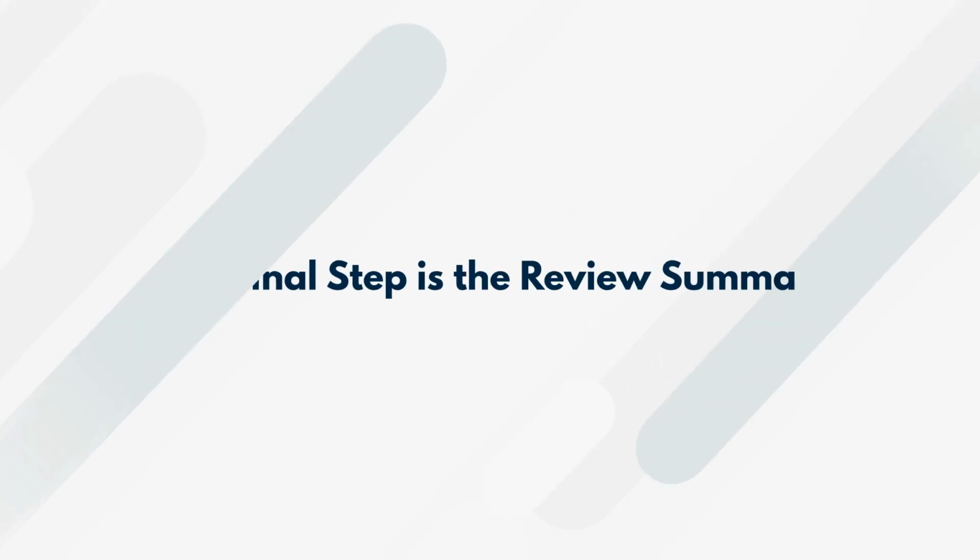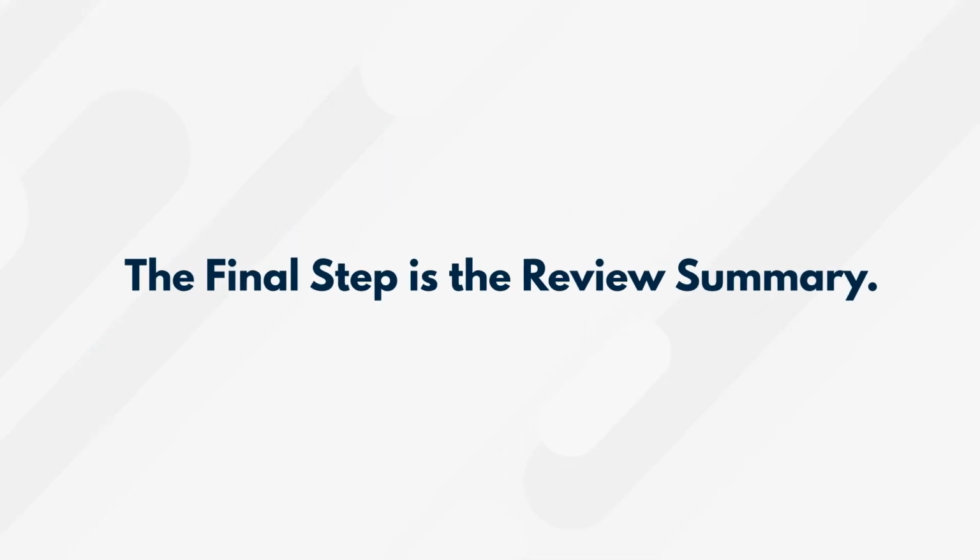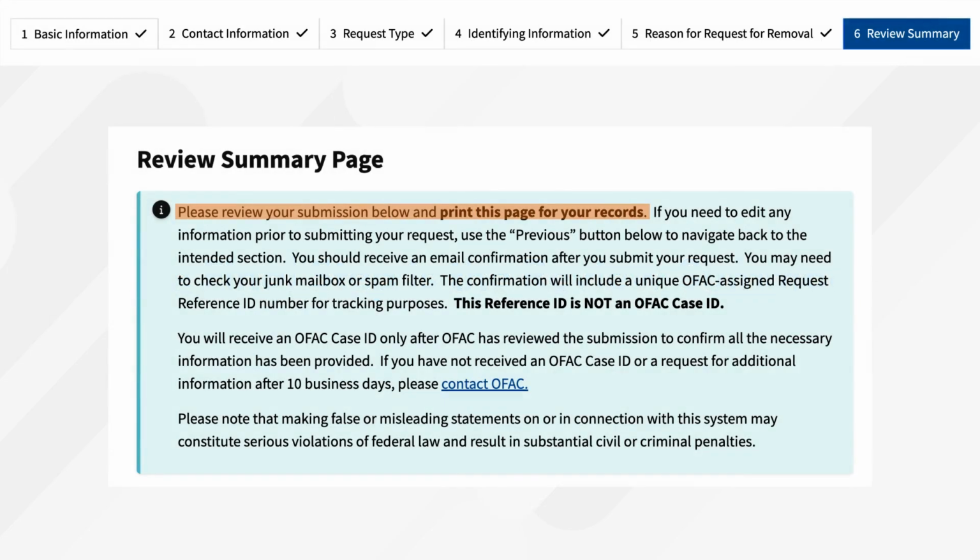The final step is the review summary. Here you review everything before submitting. OFAC recommends you print this page for your records. After you submit, you'll receive an email confirmation containing a unique OFAC-assigned request reference ID for tracking. Note that this reference ID is not an OFAC case ID.